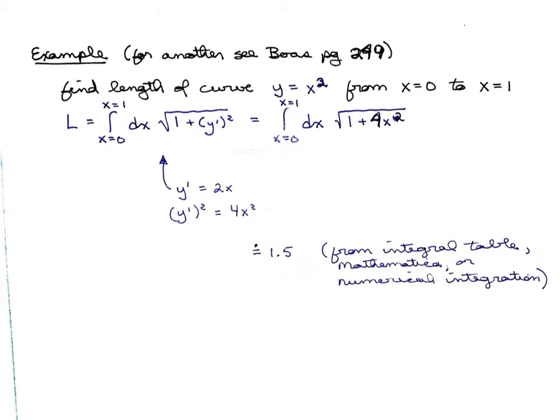This time, since we have a specific expression for y, we can calculate that y prime is 2x, the square of that is 4x squared, and now we have a specific integrand, and we can actually do the integral. If you're old-fashioned, you might use integral tables or tricks. If you prefer, you might use Mathematica or numerical integration. Either way, you'll find that the answer is about 1.5.